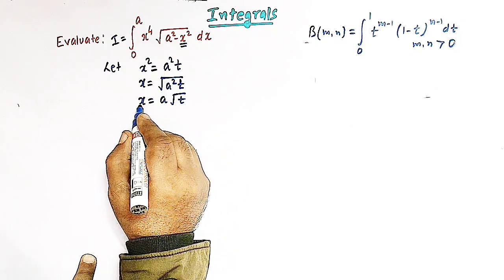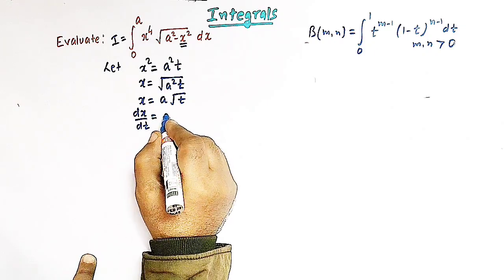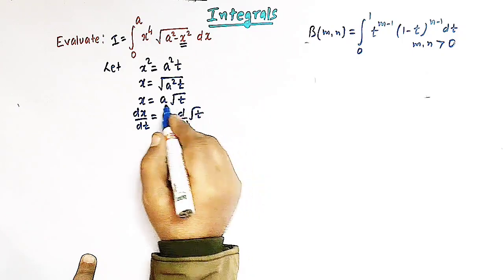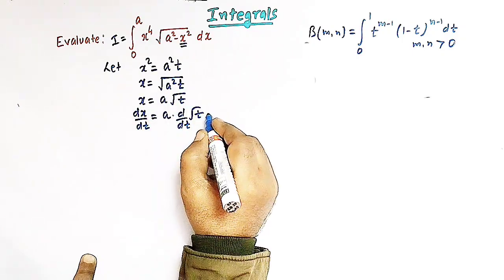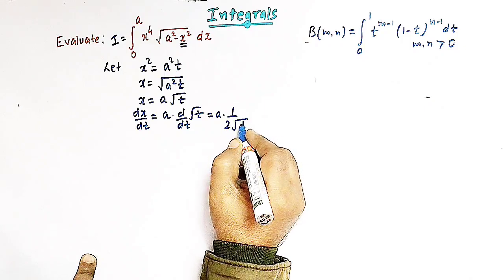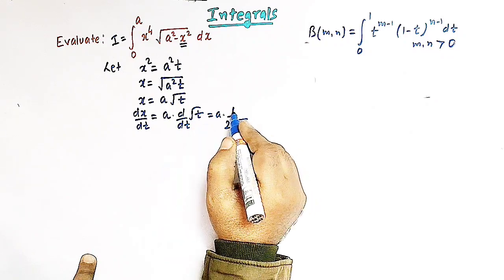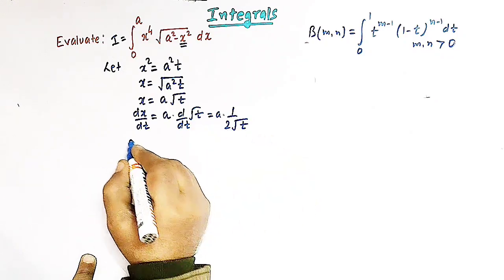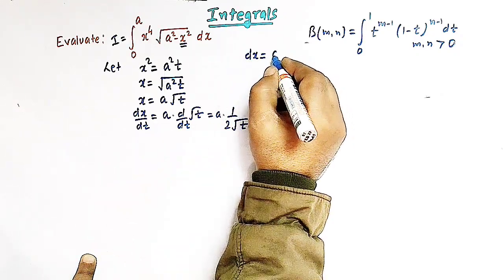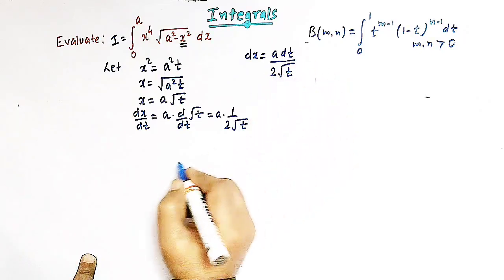Now let us differentiate x with respect to t. So dx over dt is equal to a times the derivative of the square root of t. Here a is a constant. So we have a times 1 over 2 times the square root of t, because the derivative of the square root of t with respect to t is 1 over 2 times the square root of t. So now we can write dx is equal to a dt over 2 times the square root of t.